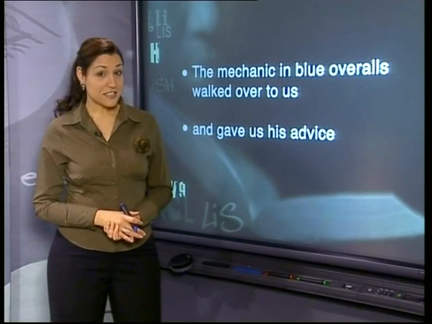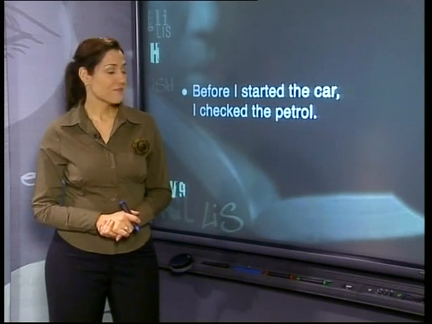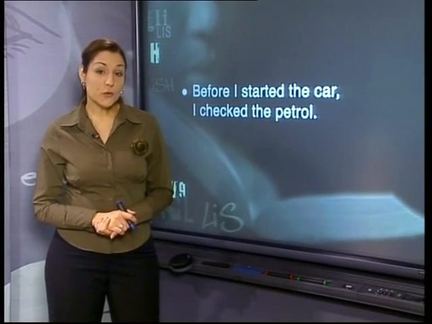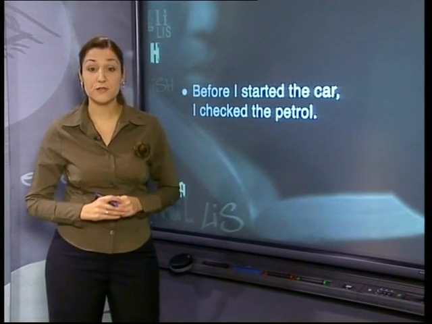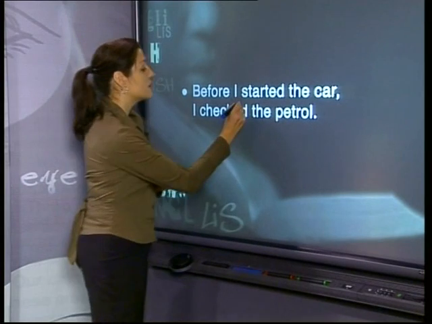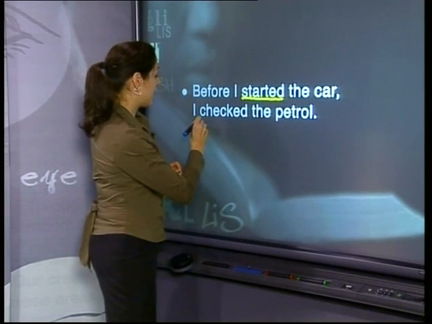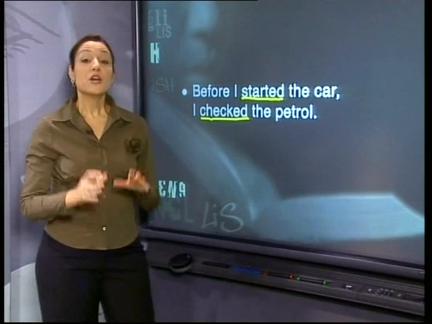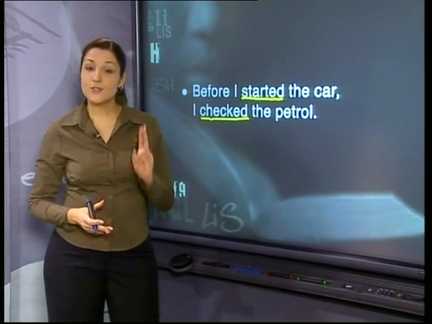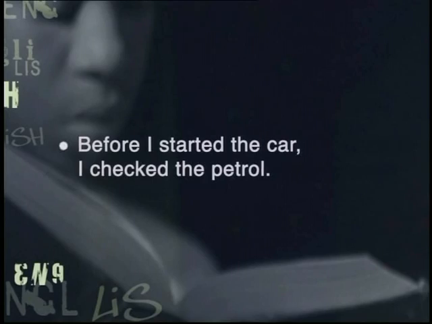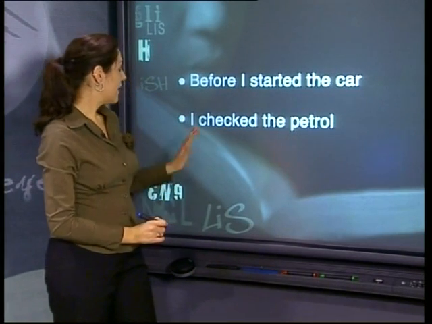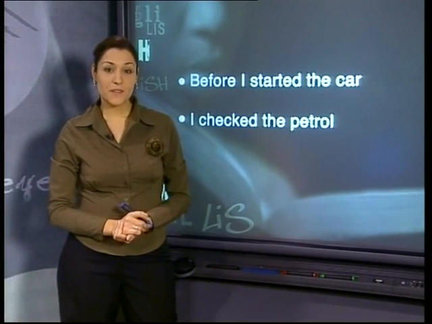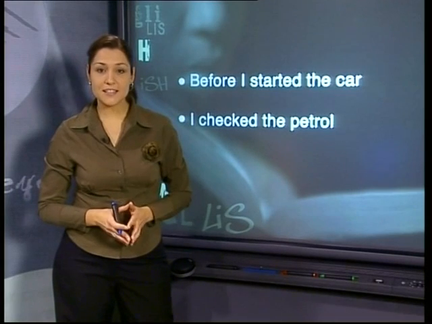Are you getting the hang of it? Here is another one. See if you can spot the clauses. Again, the first thing we need to do is to find the finite verbs. They are started and checked. Two finite verbs means two clauses. Now let's work out what the two clauses are. Here they are. Before I started the car, I checked the petrol. Both clauses form one sentence.